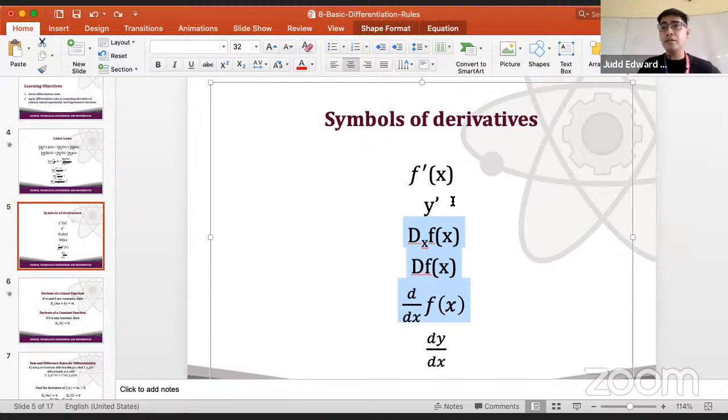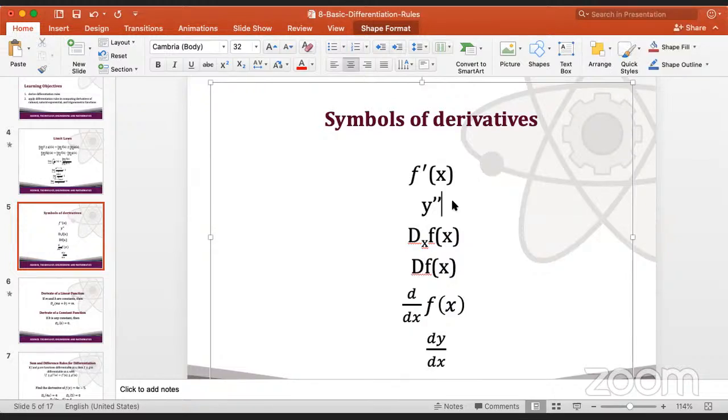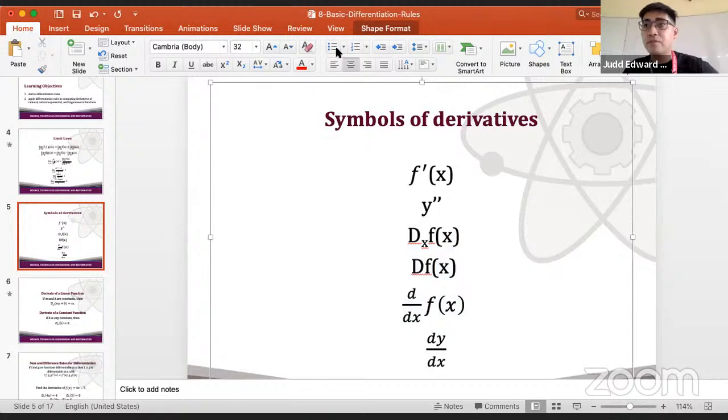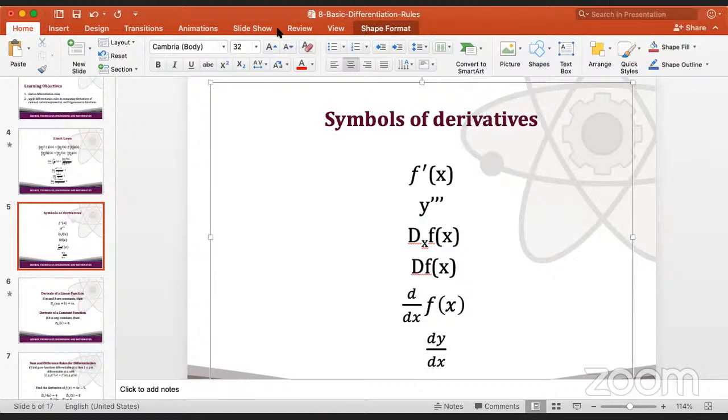Okay? And also, ibig sabihin ng prime, pag isang prime lang po nakalagay dyan, it means first derivative. E paano po kunwari naging dalawa? What do you think? Kapag naging dalawa, it becomes what? The second derivative po. Okay. E paano kunwari naging tatlo? It means that we're getting the third derivative.